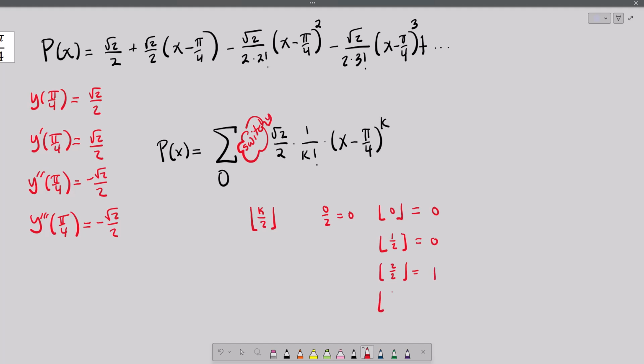And then if you do 3 over 2, the greatest integer less than or equal to that is 1. And so you're going to get this pattern of 0, 0, 1, 1, 2, 2, and then you're going to have 2 odds, 2 evens, 2 odds, 2 evens. Clever, clever, clever. So it would be -1 raised to the floor function of k over 2.